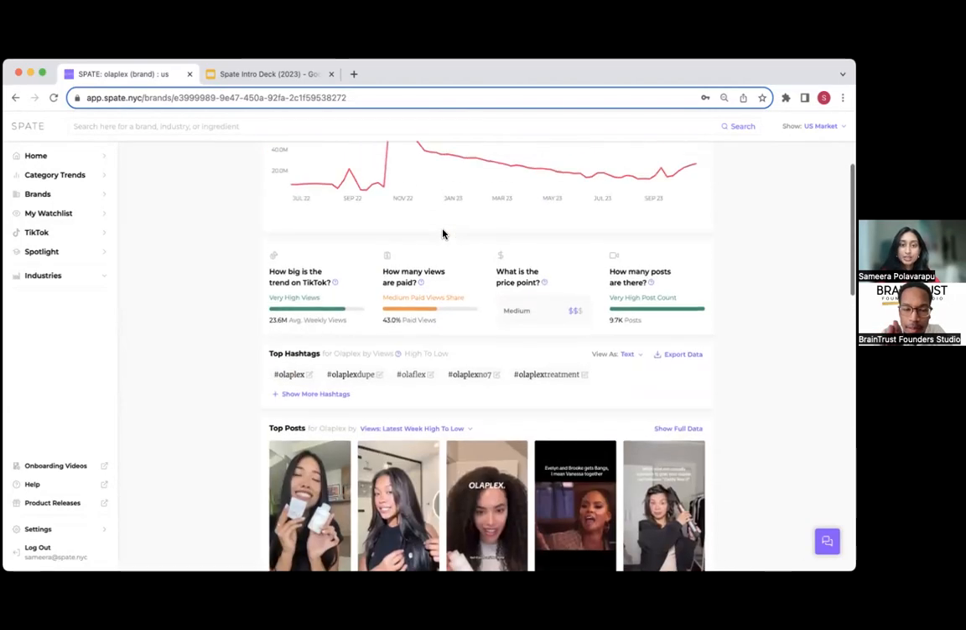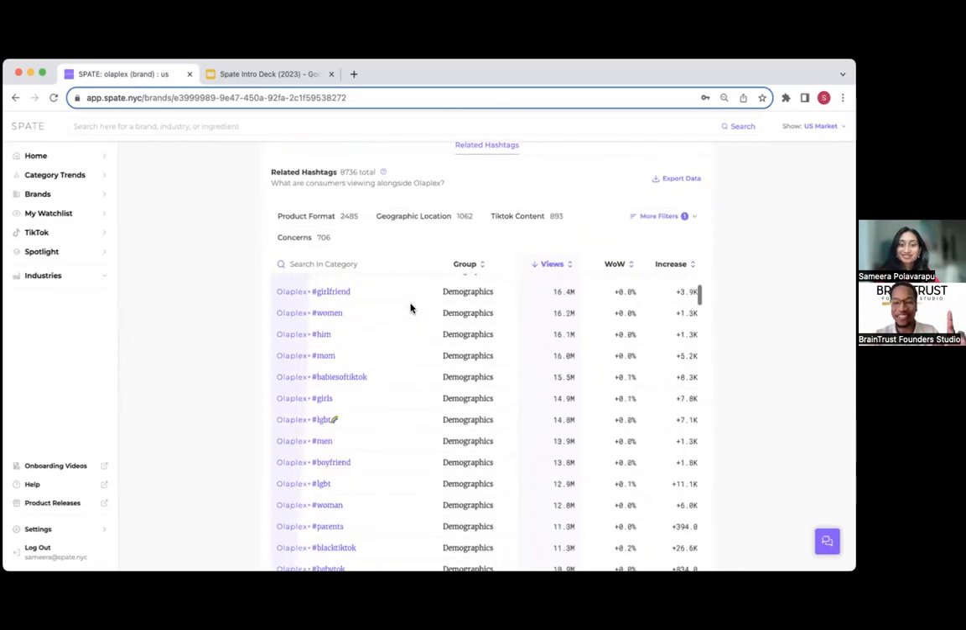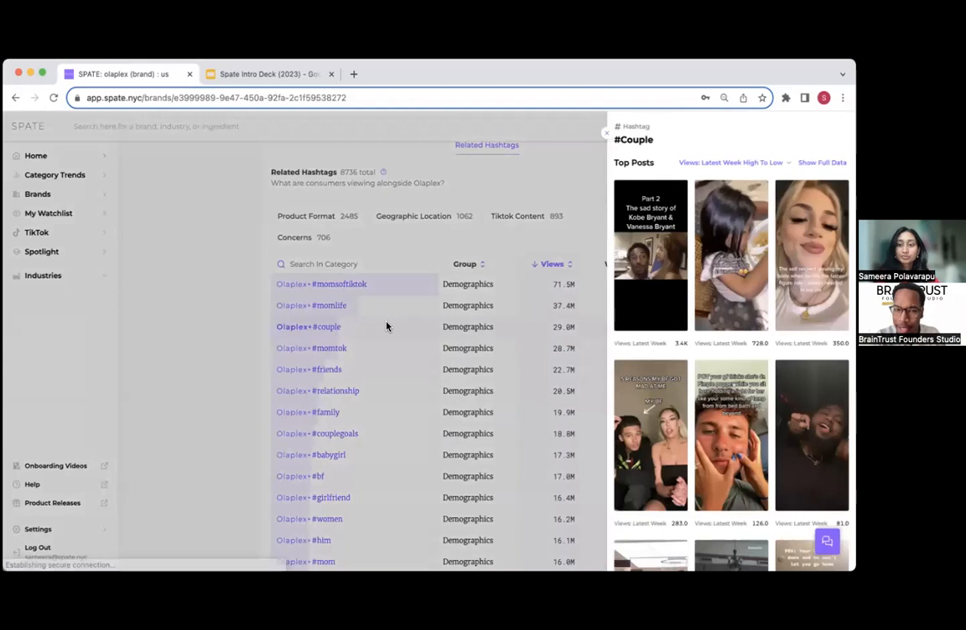Wait, I'm sorry. This is all really, really awesome. This is kind of a lot, so I just want to make sure I'm catching everything. So on the demographic piece, is there a way to click on that and see what demographics are searching for what? Or did I mishear that?